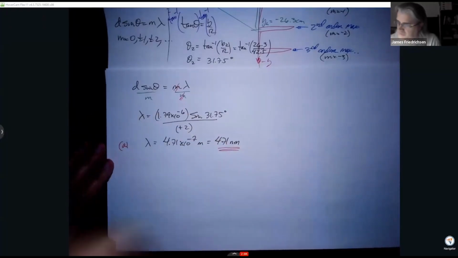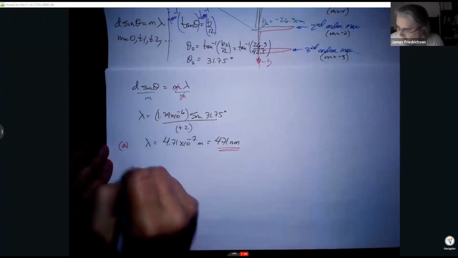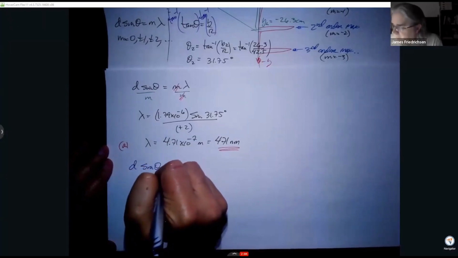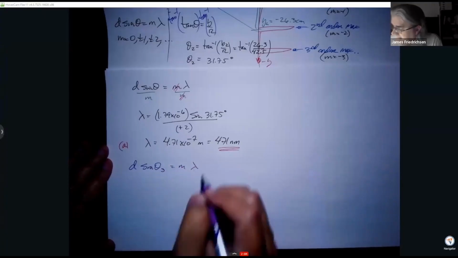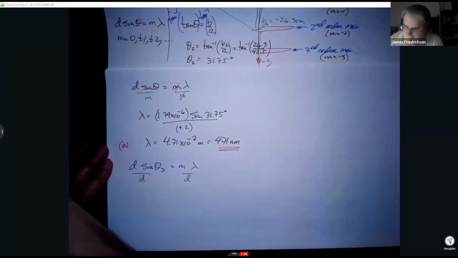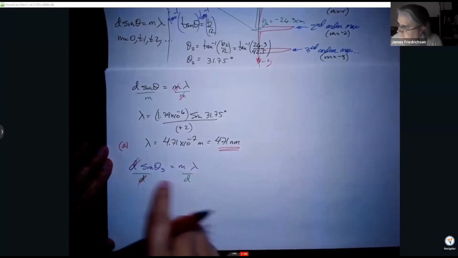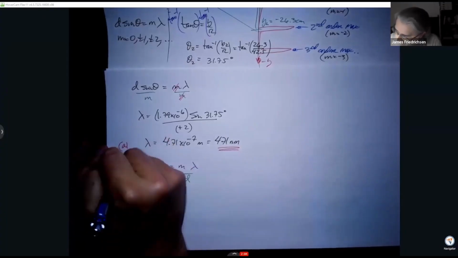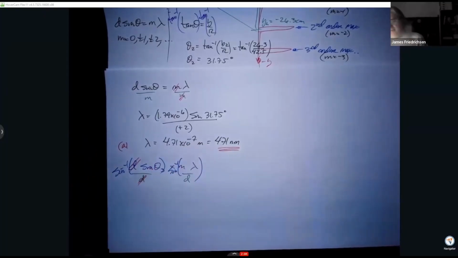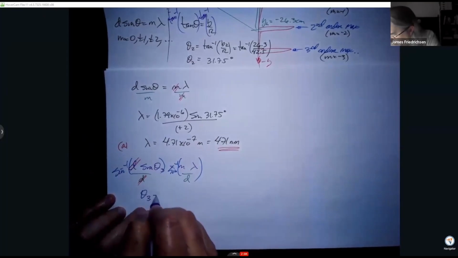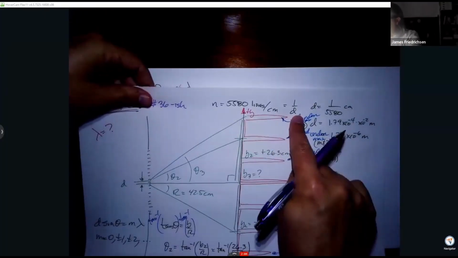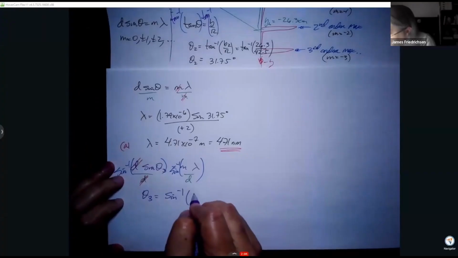And then what we'll do is we'll start off with this one. So we're going to start off with our theta 3 is m lambda, and we want to solve for this angle. So we'll divide both sides by d. And then in order to get the angle, we will take the inverse sine on both sides. So our theta 3 angle is the inverse sine of, and the order number for the third pair is +3. So that's very nice.